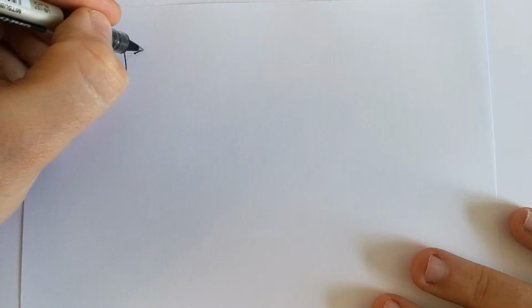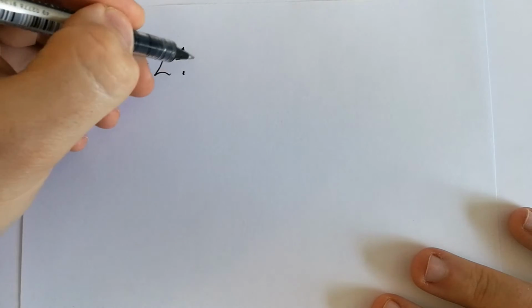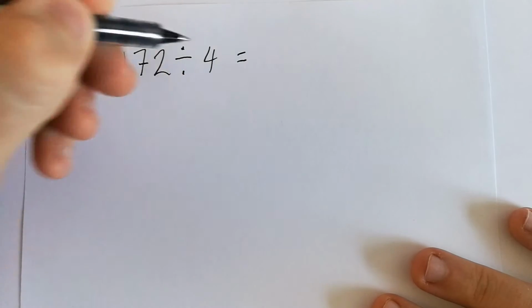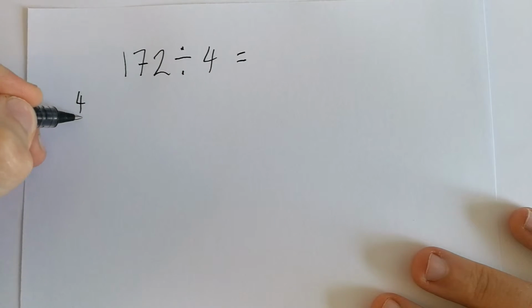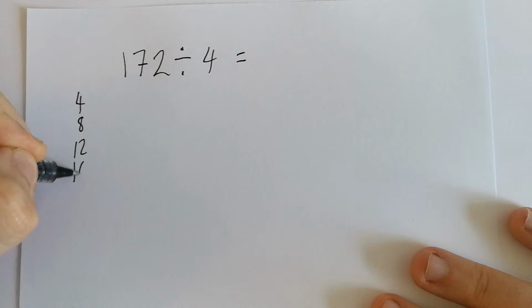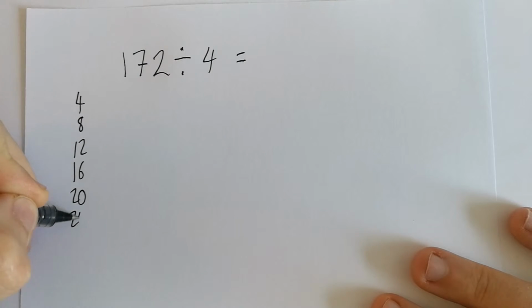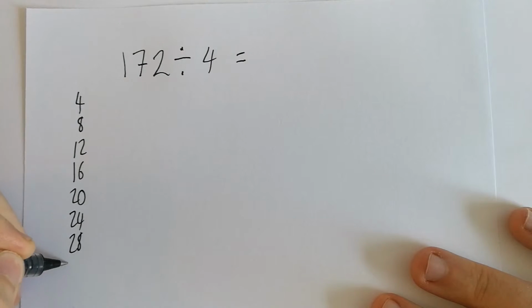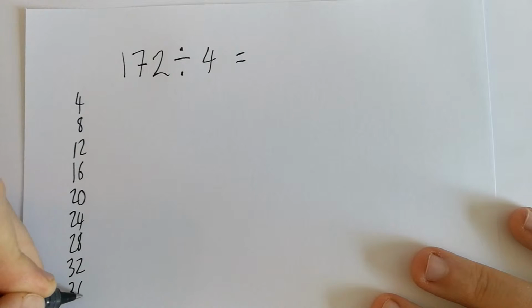Now let's have a look at one last division. We've got something like 172 divided by 4. Then write out the 4 times table, so 4, 8, 12, 16, 20, 24, 28, 32, 36, 40.